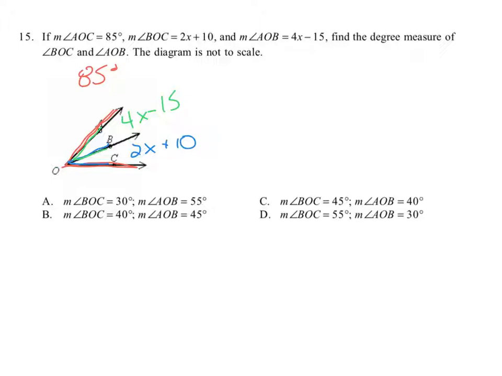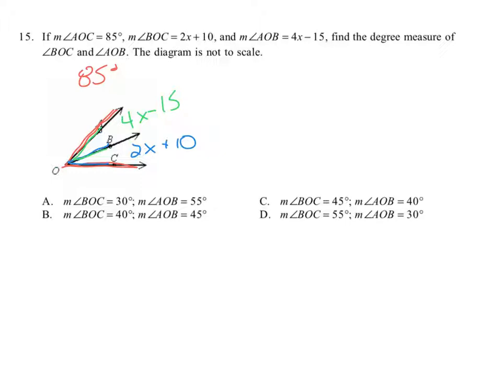Well, we know the angle addition postulate says the green angle plus the blue angle, since they share a common ray, a common side, they are adjacent angles. And if they are adjacent, right next to each other with no overlap, then we can add them together to find out what, in this case, the red angle AOC is. So we're going to do it algebraically.